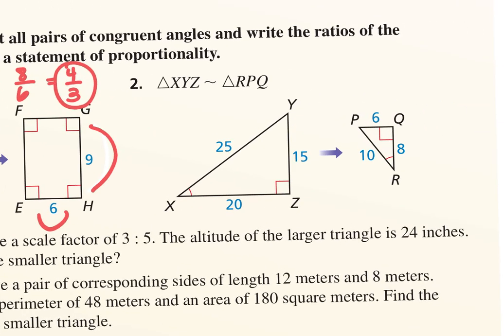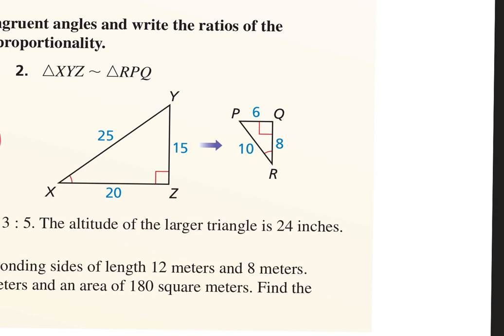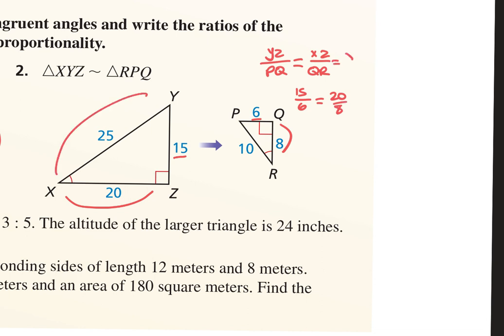Number 2 is these triangles. Again, you want to match up the order. So the smallest side would go with the smallest side, which means YZ would go with PQ, or 15 would go with 6. The middle length side, XZ would go with the middle length side, QR, or 20 to 8. And then the last one, the XY would go with the PR, or 25 to 10, and all of these reduce to 5 halves. So that's your scale factor.